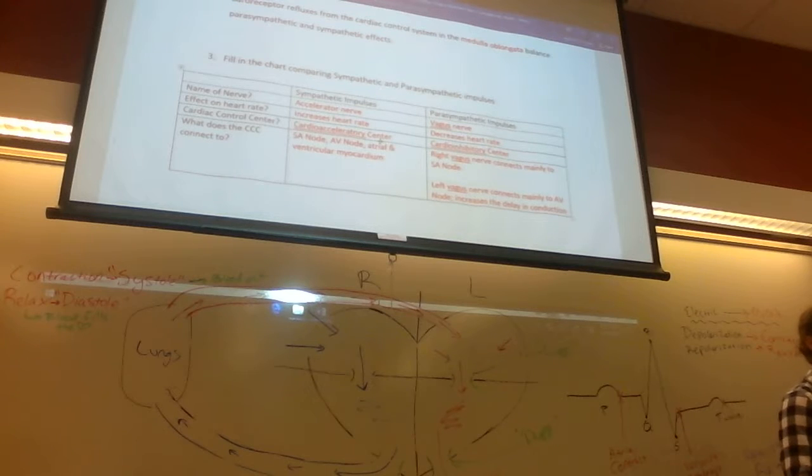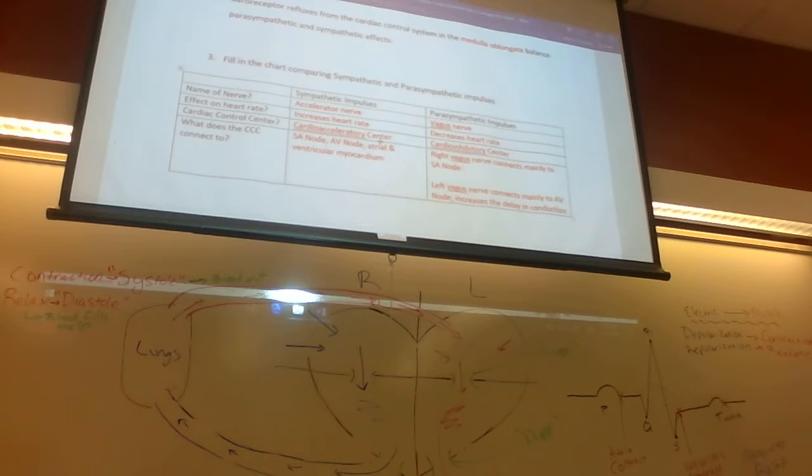So the SA node is the primary pacemaker, and it speeds up the heart. Sympathetic impulses basically control the SA node. Think about sympathetic stimulate SA node. That's like the main control. Your parasympathetic is more so associated with your AV node. But if you come across it in your reading, it's talking about the SA node, AV node, and everything. They connect to both, but that's just the pathways. I don't know if I made that more confusing.